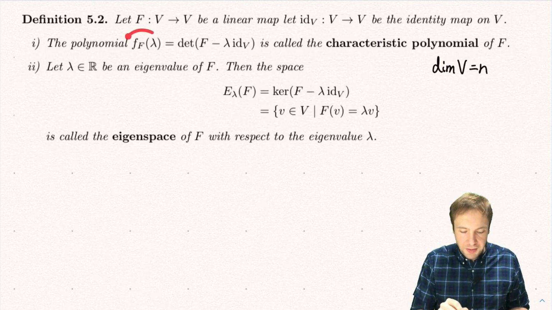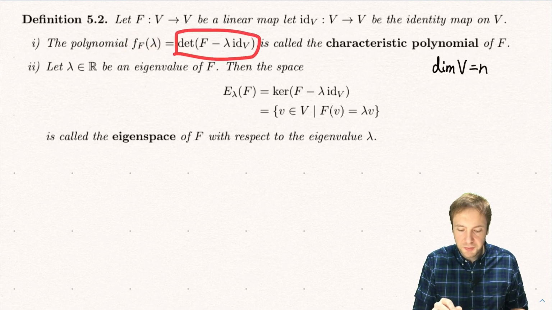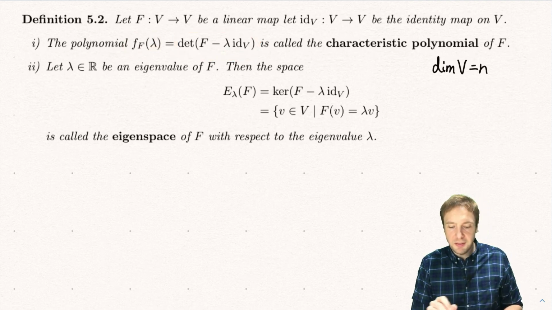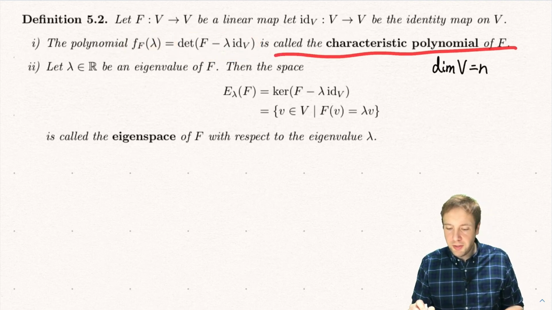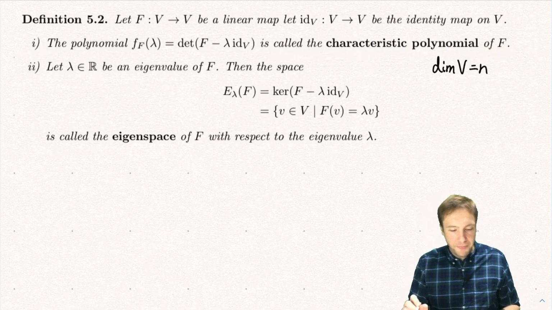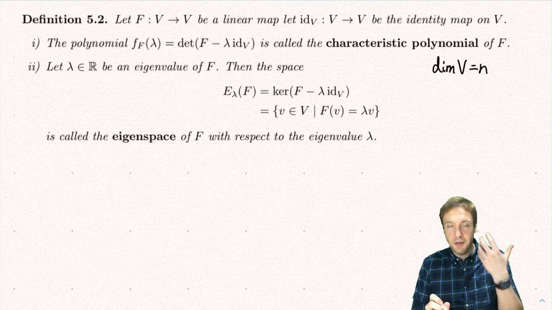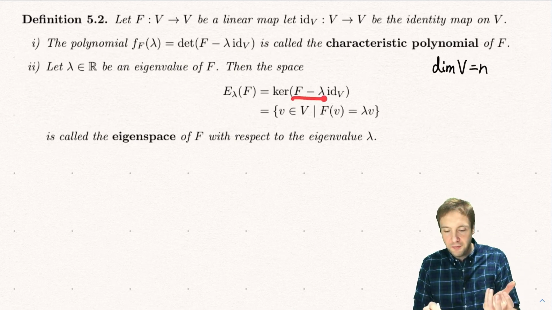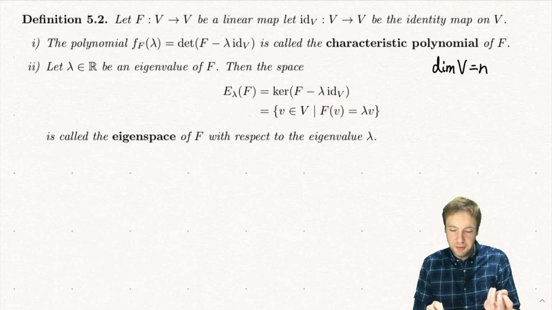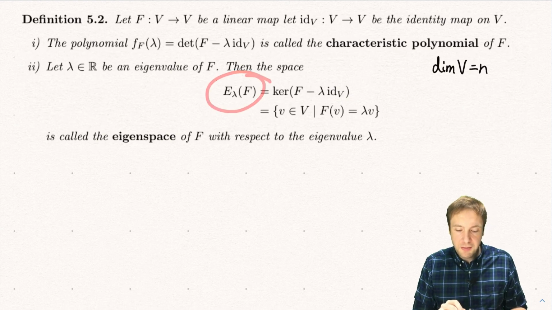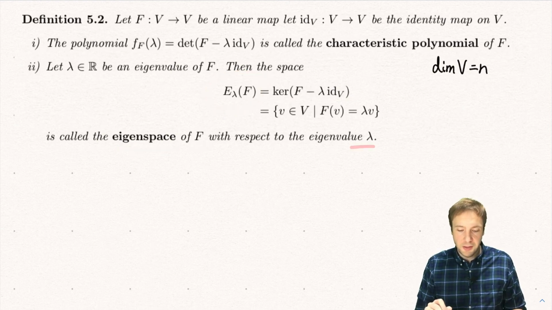Then we write F of lambda, the capital F of lambda, as the determinant of f minus lambda times the identity, and this is called the characteristic polynomial of f. And also these kernels, if we have an eigenvalue lambda, these kernels of f minus lambda times the identity, they get a name, and these are called the eigenspace of f with respect to the eigenvalue lambda.